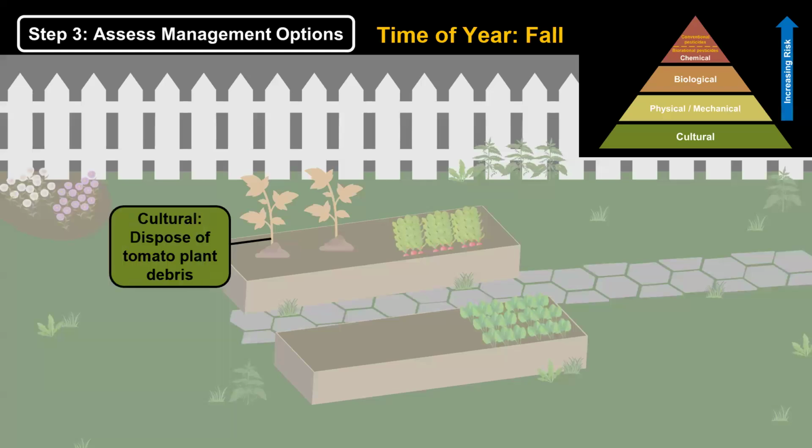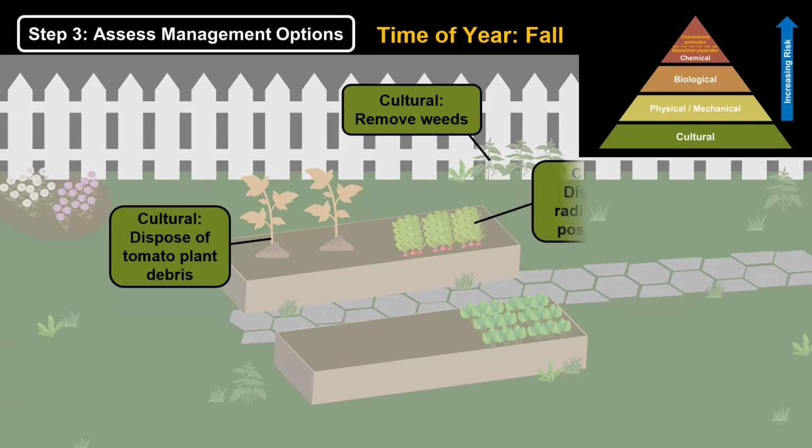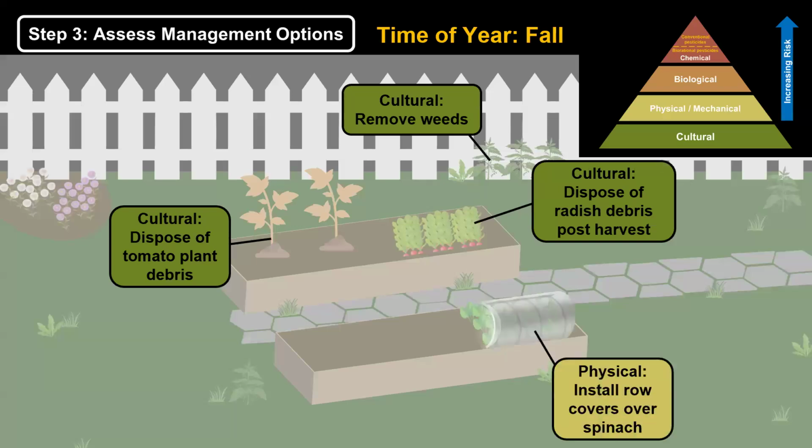So we'll first start on the bottom of our pyramid, lowest risk control tactics, known as cultural control tactics. The first thing we could do is dispose of tomato plant debris that could be harboring overwintering flea beetles. Most of our flea beetle species will overwinter in the adult stage in any type of plant debris. So getting rid of that plant debris, things like removing weeds as well, and disposing of radish debris once we have harvested our radishes.